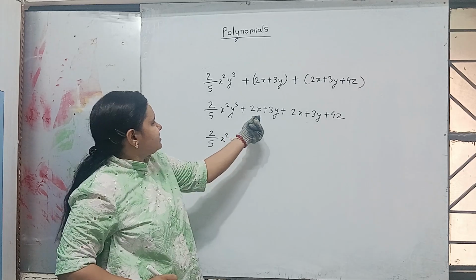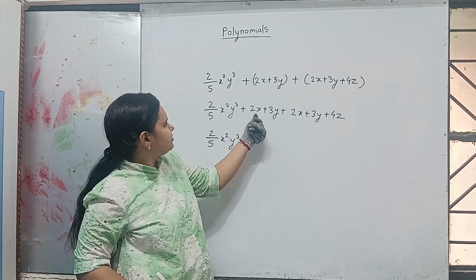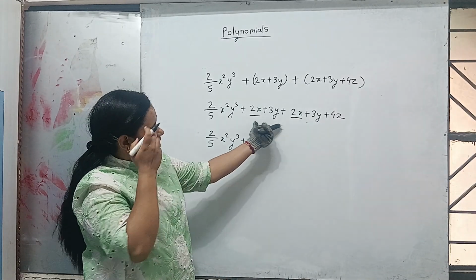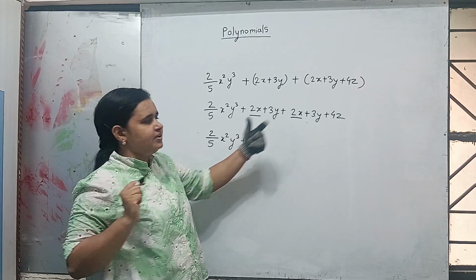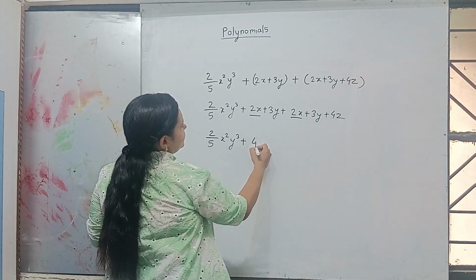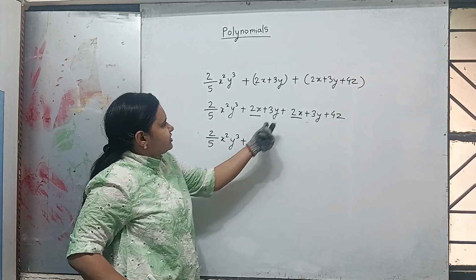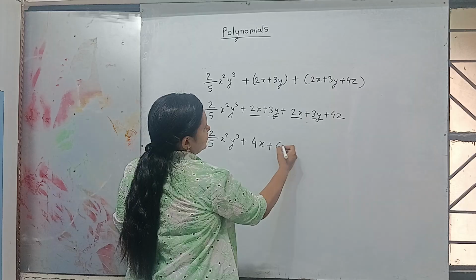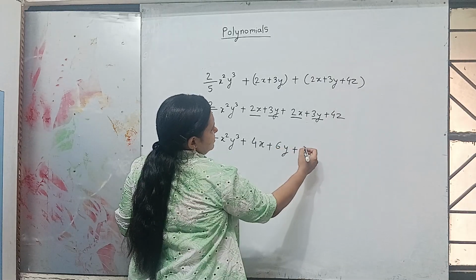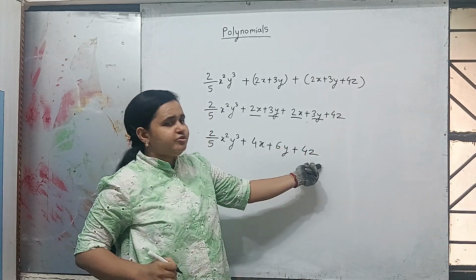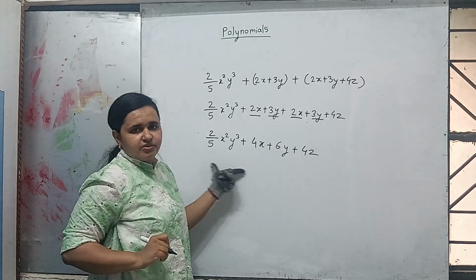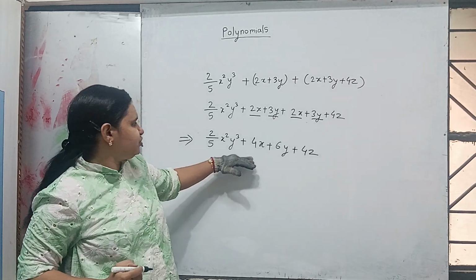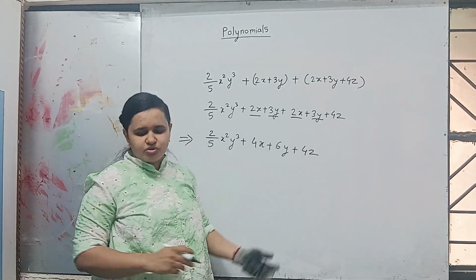Now 2x having power 1. Another term is this 2x. We can add this because it has power of variable as same. So 2x plus 2x will be 4x. Now 3y, we have 3y plus 3y. What it will be? 6y. Now 4z, it is lonely, so it will be 4z. It can't be added with anyone. So what we have got? 2 by 5 x square y cube plus 4x plus 6y plus 4z.